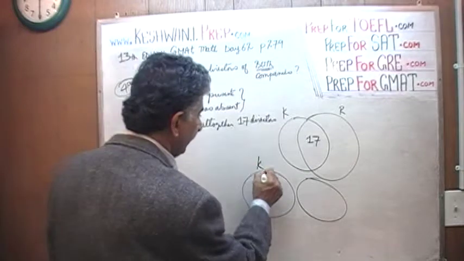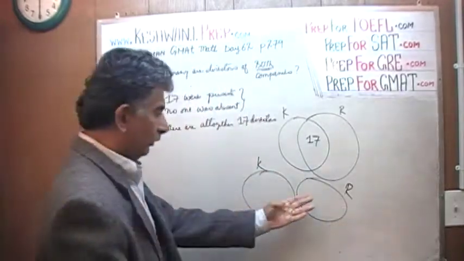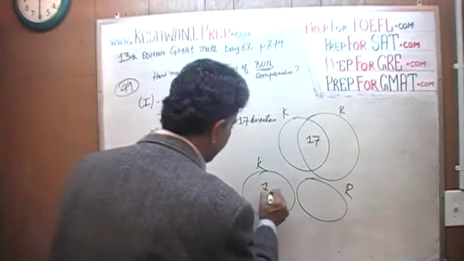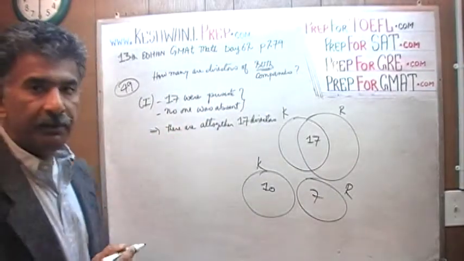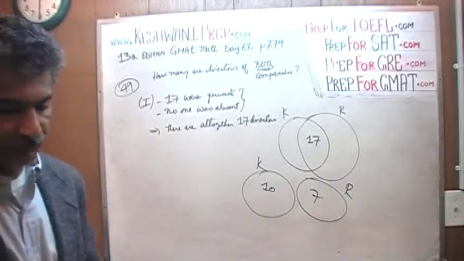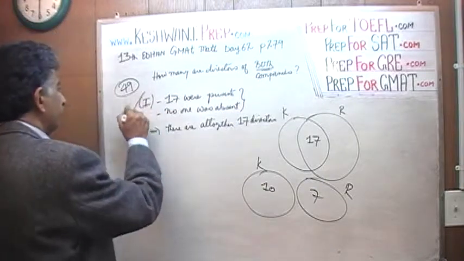It is also possible that we may have situations where there is no overlap. Here is your company K, here is your company R, and there is no overlap. And maybe there are 10 over here and 7 over there. This does not tell us how many directors belong to both companies. It's not enough. The first statement is not enough.